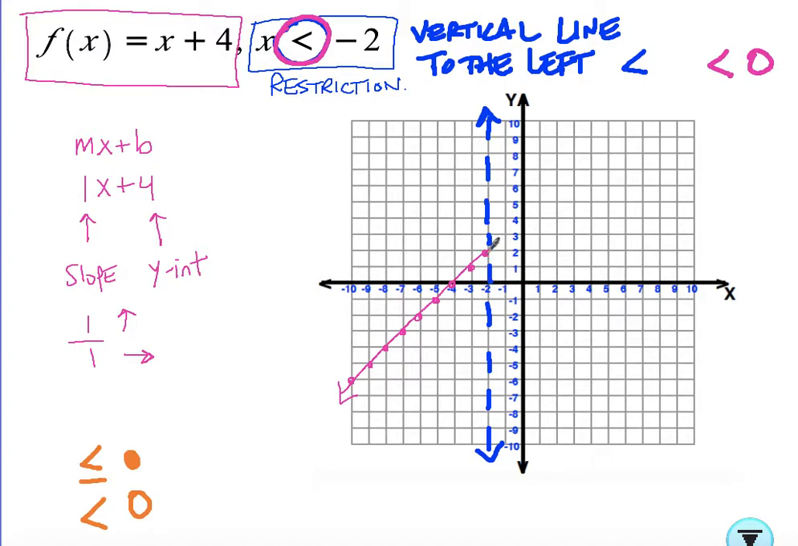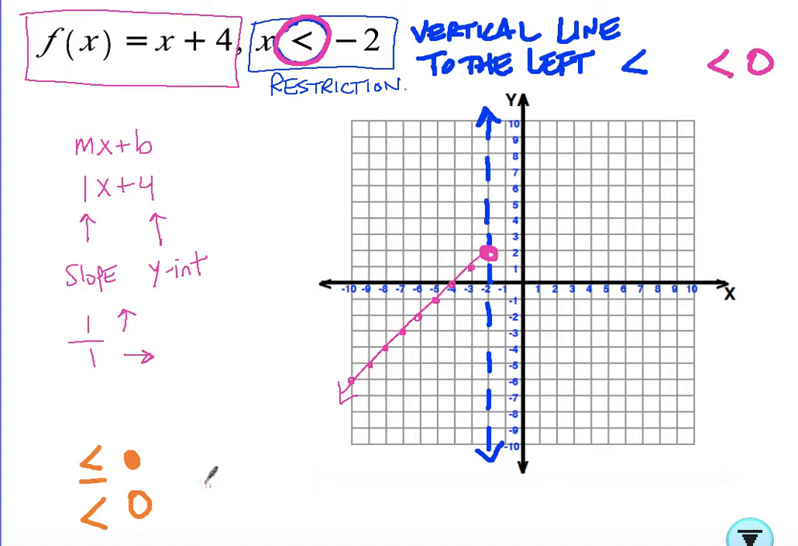See this point, -2, 2, right here? That's where it would hit the barrier, but we need to have an open circle there because it cannot actually hit the barrier. It has to stay strictly less than or to the left of the barrier. So that would mean that we could get really close to this electric fence but not actually touch it. Okay, so we have a line, a function, and then we have this restriction that restricted us to having to stay to the left of this invisible line. And since it was just a less than, we have to have an open circle, which means we cannot actually touch this line.